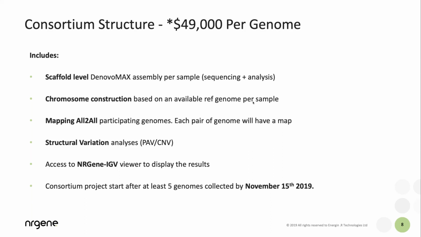As an exclusive offer as well, the first 2 participants to join the consortium after this call will receive $10,000 in credit for Energene's future solutions in other projects. The deliverables of this project include scaffold level assembly per sample, the sequencing and the analysis, the chromosome construction based on available reference genome, mapping all participant genomes. Each pair of genomes will have a map, the structural variation analysis, presence absence, copy number variation, and the access to Energene's IGV viewer, which allows you to visualize multiple genomes at the same time, will be available for download.